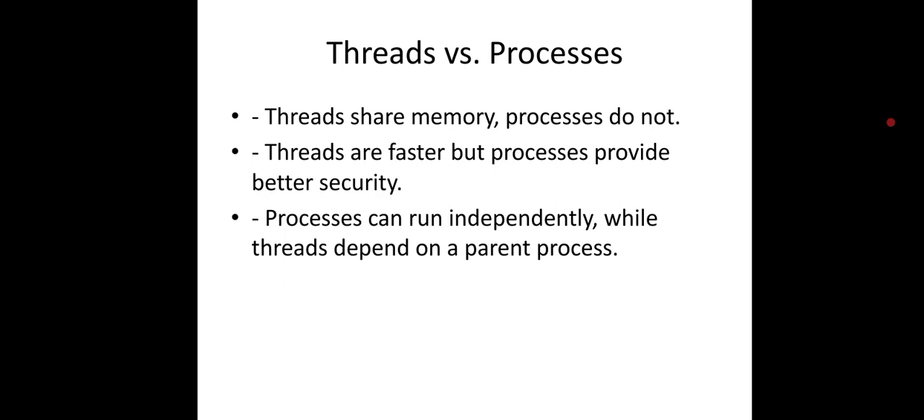Threads versus process. Threads share memory, processes do not. Threads are faster, but processes provide better security. A process can run independently while threads depend on a parent process.